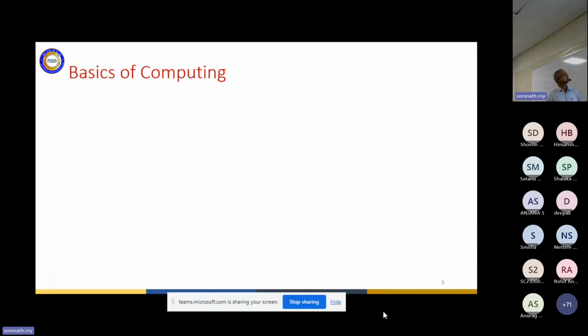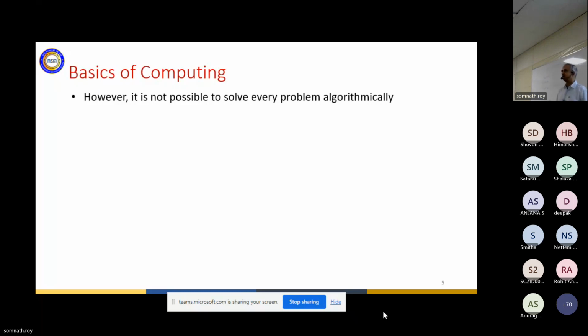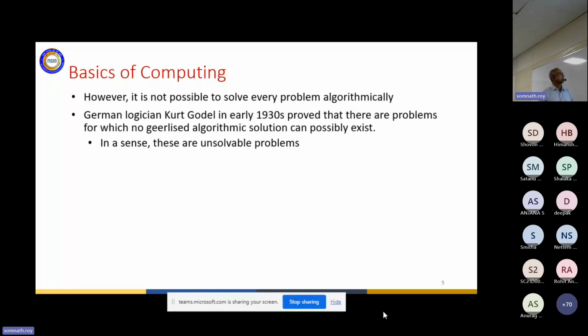However, there is a bit of caution that it is not possible to solve every problem with an algorithm. There is also a limitation. It's not that an algorithm is a medicine that is available for every problem that we have. So whenever we look at the positive things of something like an algorithm, we should also look at the limitations of that.